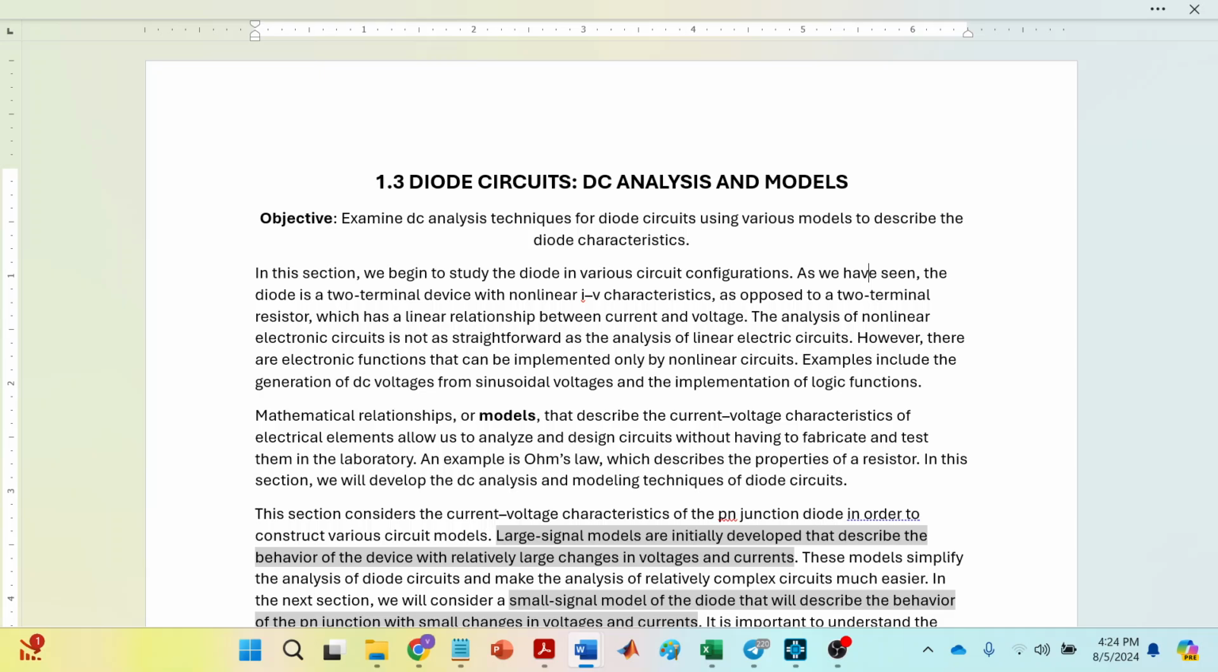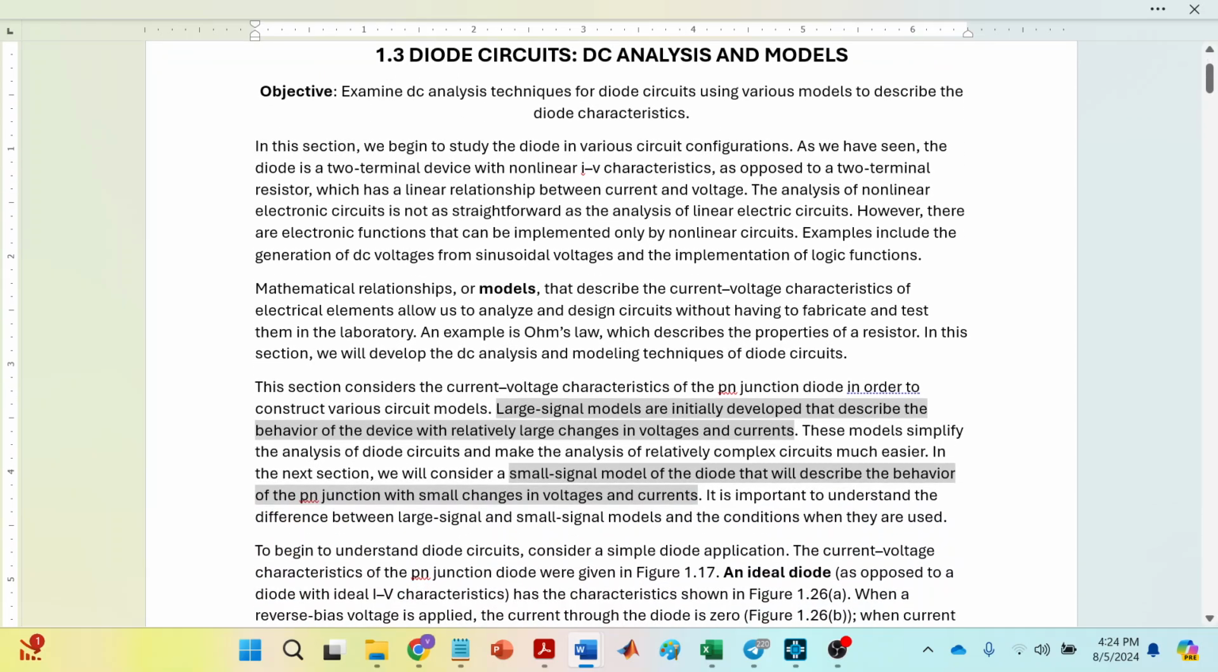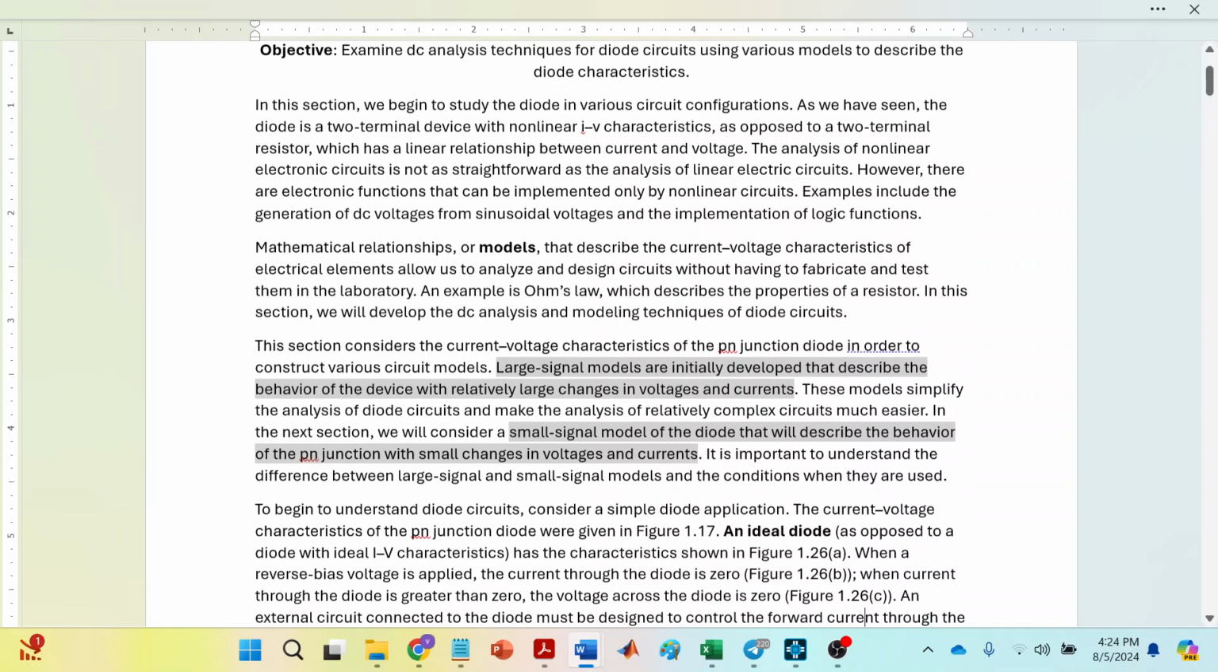So models, or mathematical relationships that describe the IV characteristics of some electronic circuit elements, allow us to analyze and design circuits without having to fabricate and test them in the laboratory. So once we have the model, maybe it's a SPICE model, or a mathematical model, or a piecewise linear model, then it is possible to analyze and design the circuit without physical fabrication and testing.